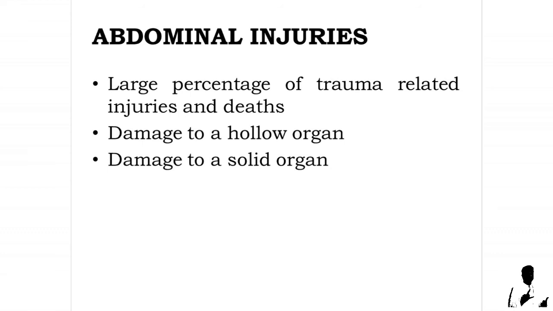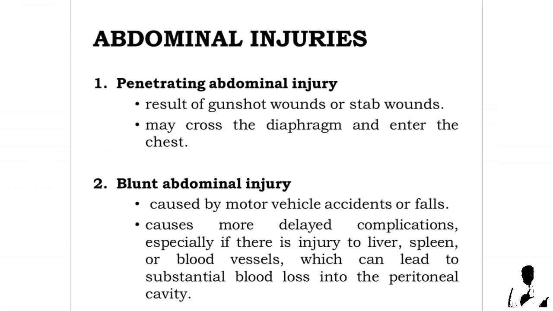Abdominal injuries may be classified as either penetrating or blunt. 1. Penetrating abdominal injury, usually the result of gunshot wounds or stab wounds. The mechanism that caused the penetrating abdominal trauma may cross the diaphragm and enter the chest. 2. Blunt abdominal injury, usually caused by motor vehicle accidents or falls, causes more delayed complications, especially if there is injury to liver, spleen, or blood vessels, which can lead to substantial blood loss into the peritoneal cavity.